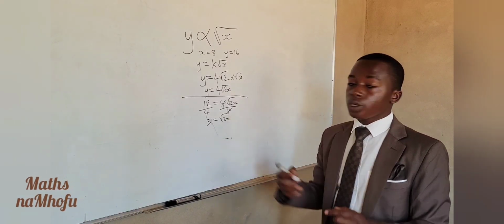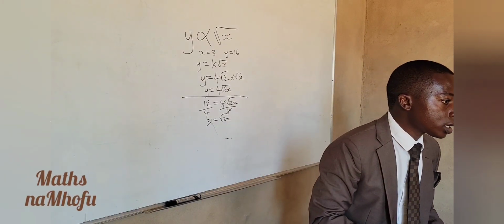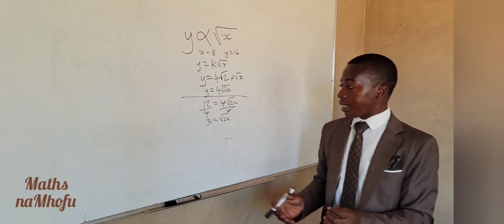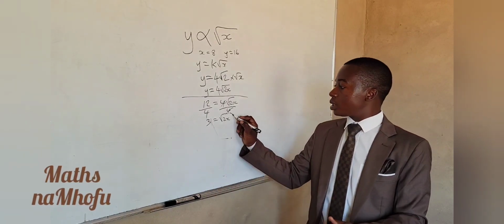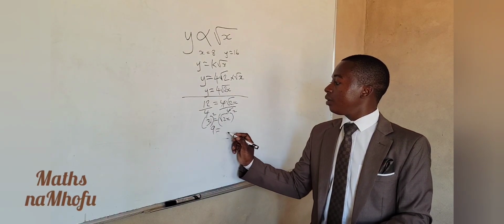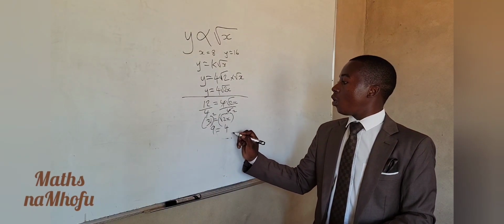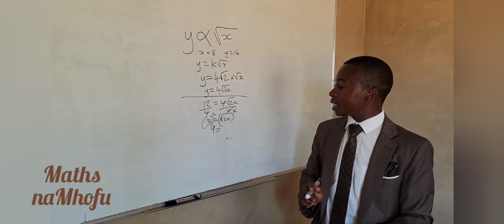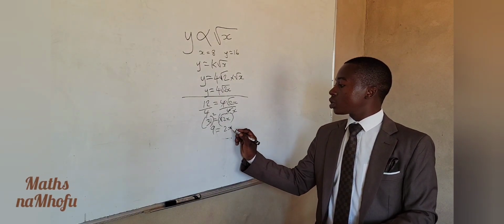And how do we remove the square root sign? We remove the square root sign by introducing a square. You square both sides. Sorry, this just cancels out that, right? So 9 equals 2x.